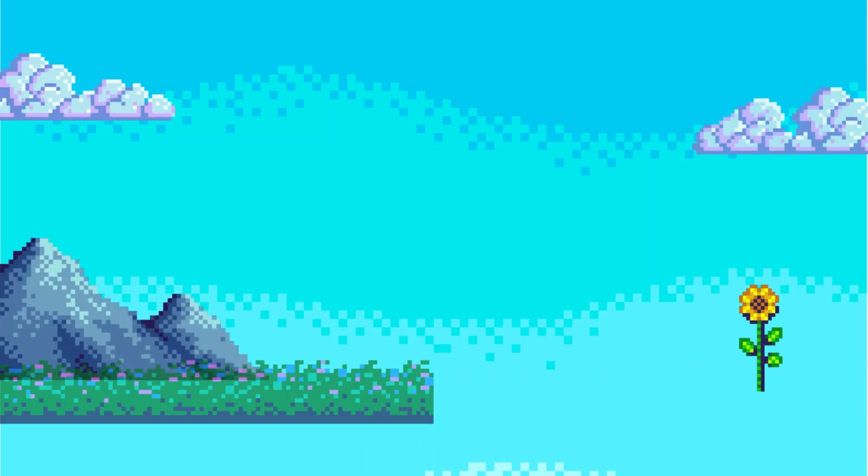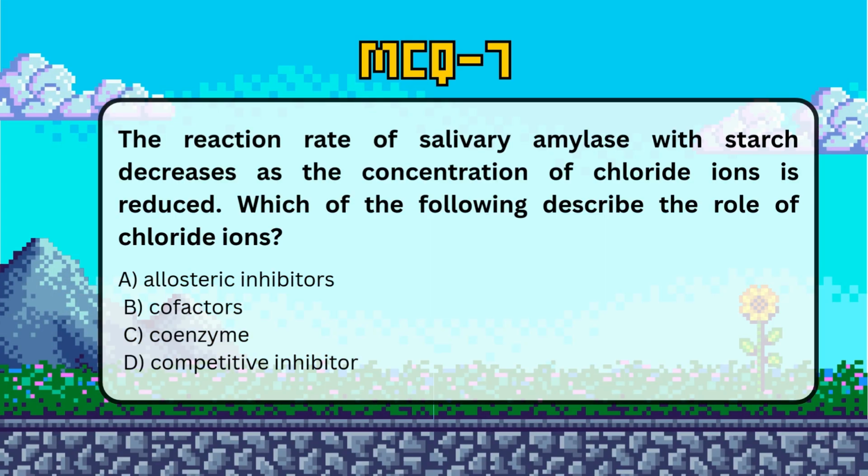Question number 7: the reaction rate of salivary amylase with starch decreases as the concentration of chloride ions is reduced. Which of the following describes the role of chloride ions? The options are allosteric inhibitor, cofactor, coenzyme and competitive inhibitor. So the right option is cofactor because chloride ions are inorganic helpers working as cofactors. So by reducing their concentration, the rate of the reaction will decrease.